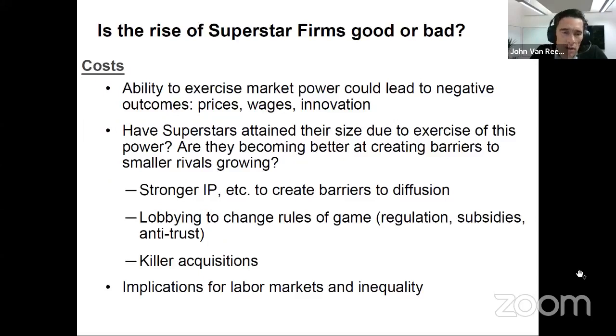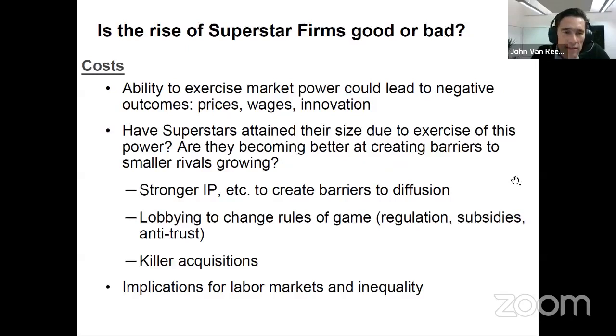Now, of course, those are the benefits, but there are also lots of potential costs. To the extent these firms can exercise market power, this is likely to lead to negative outcomes. Prices are higher than they would otherwise be. If prices are higher, real wages are going to be lower. There's innovation, but maybe innovation could be even higher if there was stronger competition. So, although in principle they could have helped increase productivity growth, in practice, we know productivity growth has been slowing down since at least the global financial crisis.